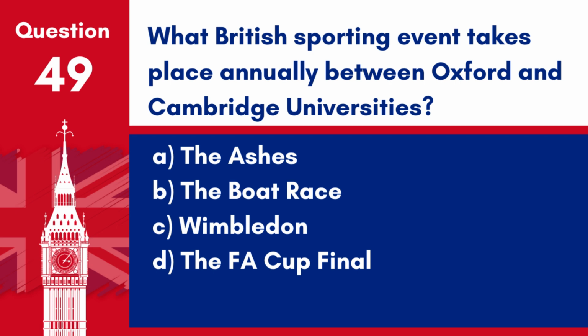Question 49. What British sporting event takes place annually between Oxford and Cambridge universities? A. The Ashes. B. The boat race. C. Wimbledon. D. The FA Cup final. Answer B. The boat race. The boat race is an annual rowing contest between crews from Oxford and Cambridge universities on the River Thames.